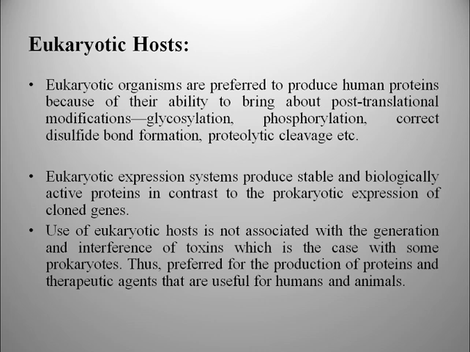फिर use of eukaryotic host is not associated with generation and interference of toxin. मतलब जो endotoxins वो prokaryotic cells बनाते हैं, that is not found in case of eukaryotic host. So that is why eukaryotic hosts are preferred for production of proteins and therapeutic agents that are useful for humans and animals. Medicinal value वाले जो proteins हैं, थेरेपी में कई यूज आते हैं फॉर ह्यूमंस और एनिमल्स. In that case we generally prefer eukaryotic host as compared to prokaryotic.